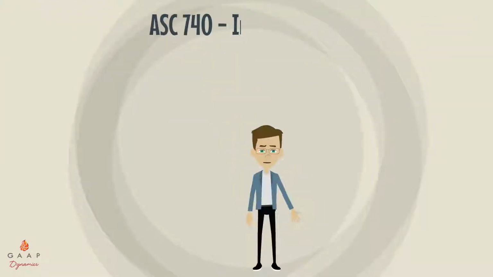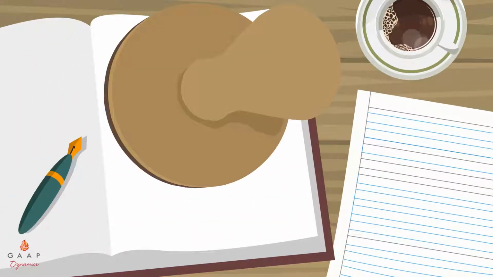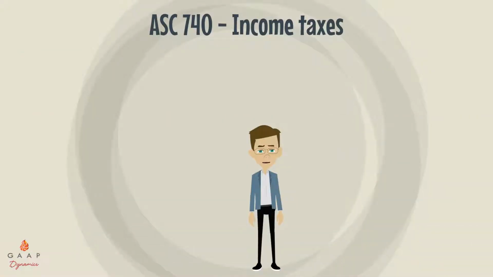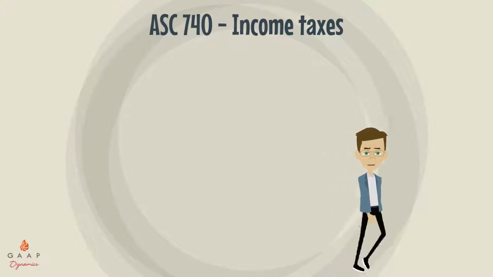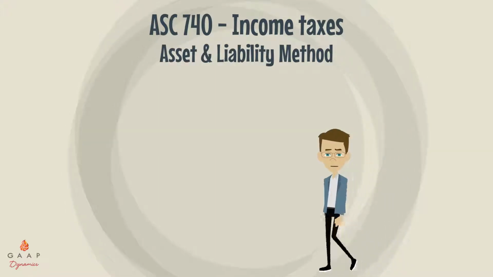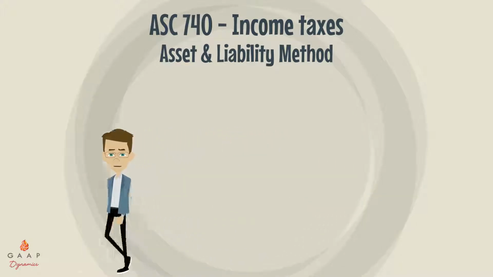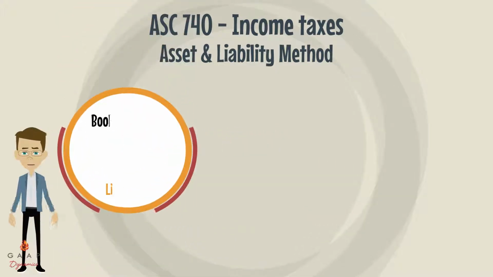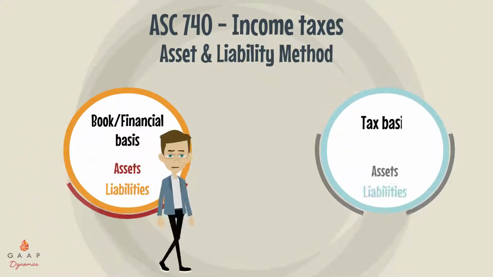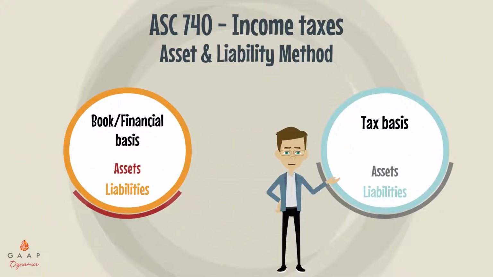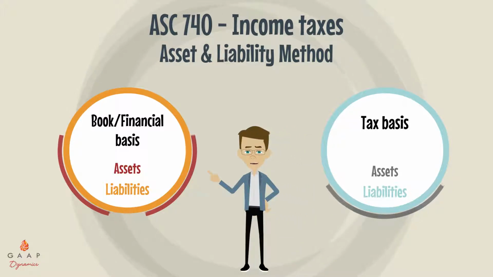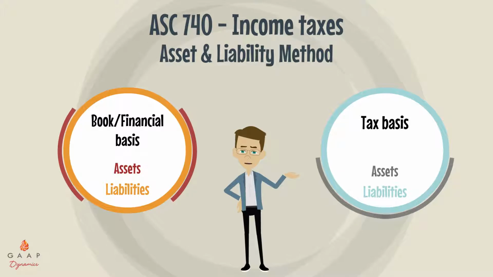ASC Topic 740 is the predominant source of literature in US GAAP for the accounting for income taxes and provides a methodology for recording income taxes known as the asset and liability method. This method focuses on the difference between the financial reporting carrying amounts of assets and liabilities and their related tax bases. These differences are called temporary differences and are identified by comparing the book and the tax balance sheets.